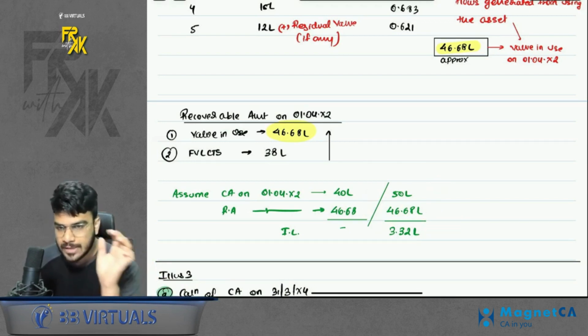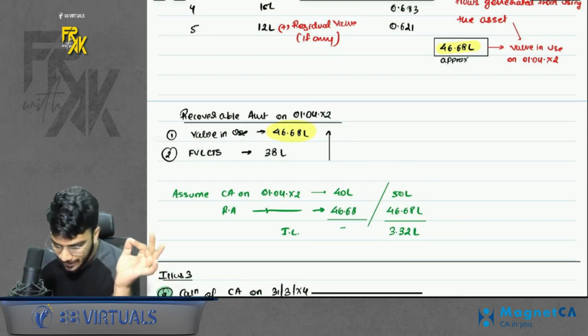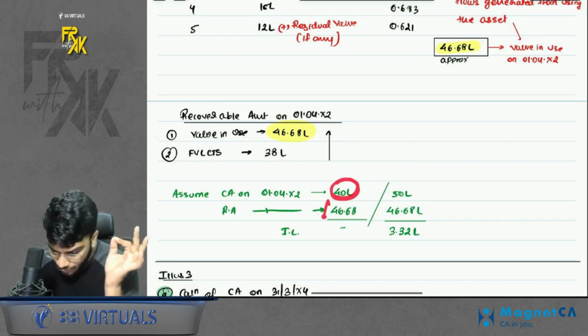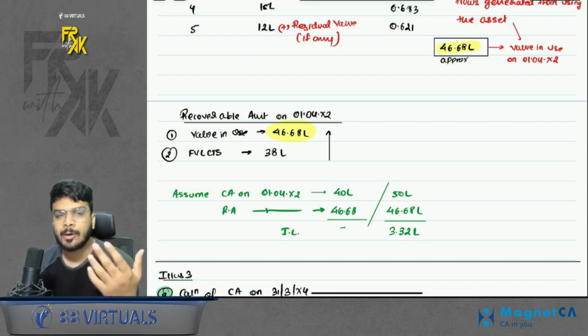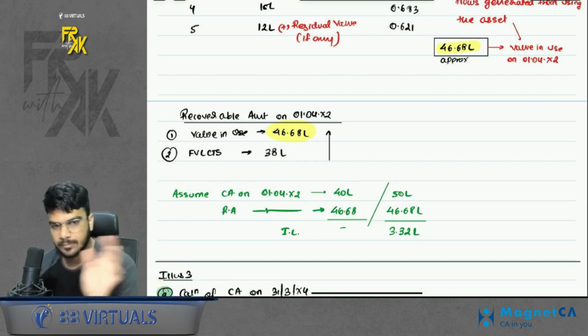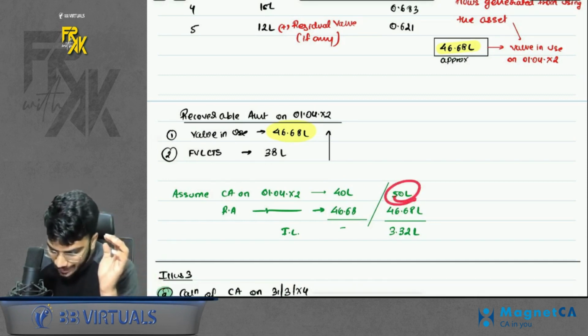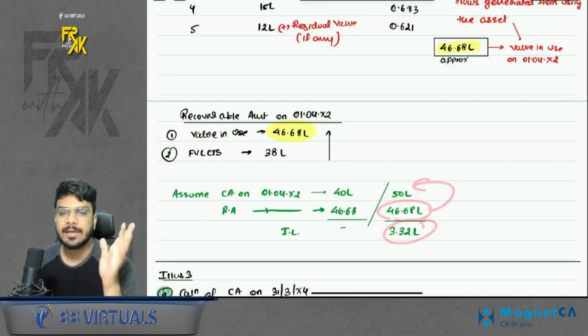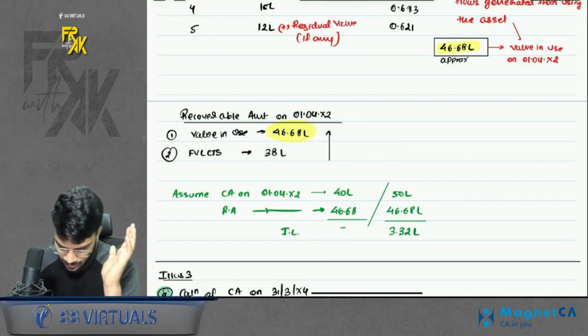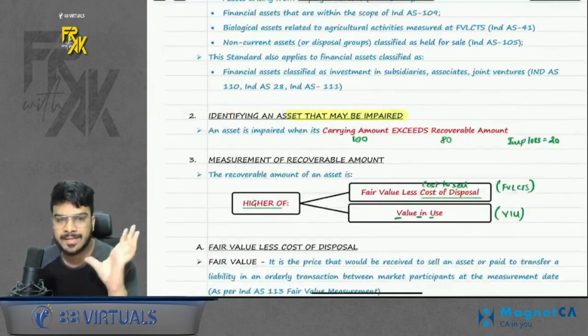Don't get confused about whichever is higher, whichever is lower. Just apply basic logic: if your carrying amount is 40 lakhs and your recoverable amount is 46.8, that means you are going to recover more than your carrying amount. There is no impairment. But if your carrying amount is 50 and you will not even recover your carrying amount, that means your asset is impaired. So you will book an impairment loss. I hope this clarifies the basic stuff for you, right?